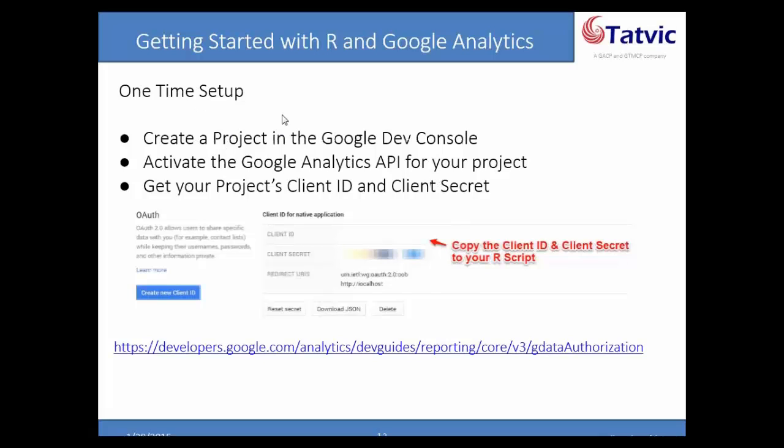So you need to whitelist. You need to first create a project in the Google Developer Console and whitelist that project with the Google Analytics API. This ensures that you get a unique client ID and a client secret, which you can paste into R and then kick off the authorization routine. So I'll quickly jump to RStudio.